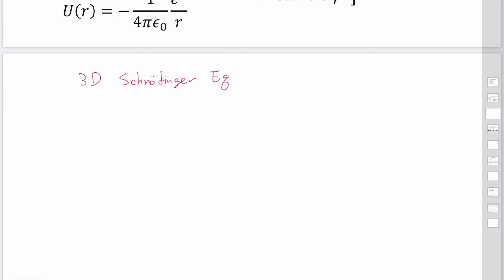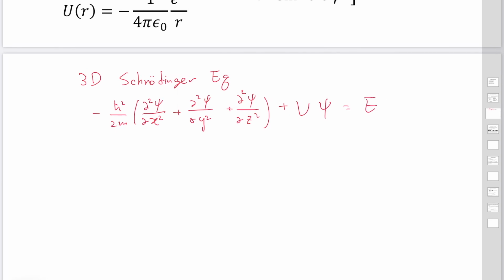The 3D Schrodinger equation is expressed as minus h bar squared over 2m times the partial squared psi over partial x squared plus partial squared psi over partial y squared plus partial squared psi over partial z squared. This corresponds to kinetic energy, plus potential energy psi, equals energy psi. This is the Schrodinger equation in 3D.